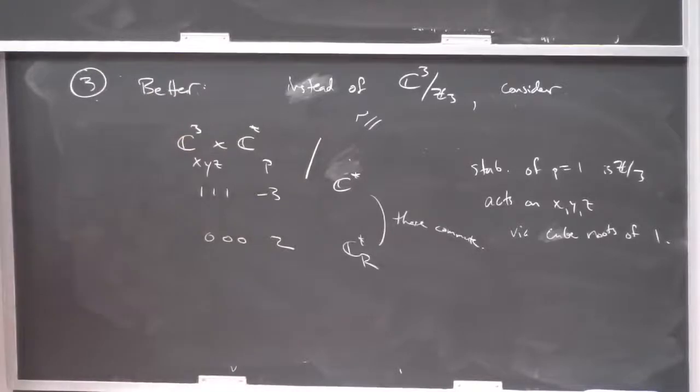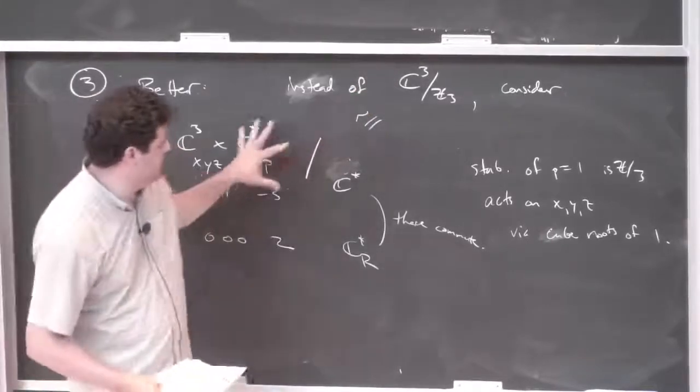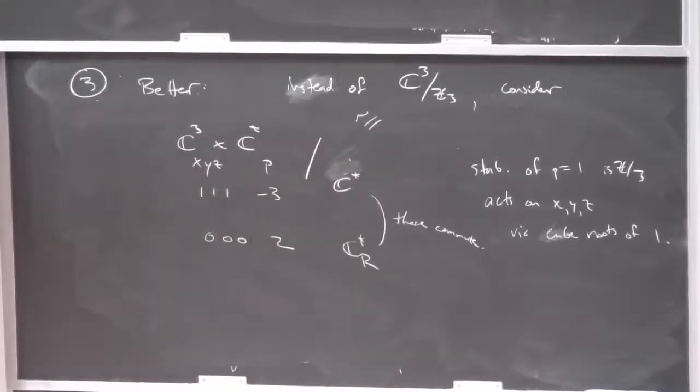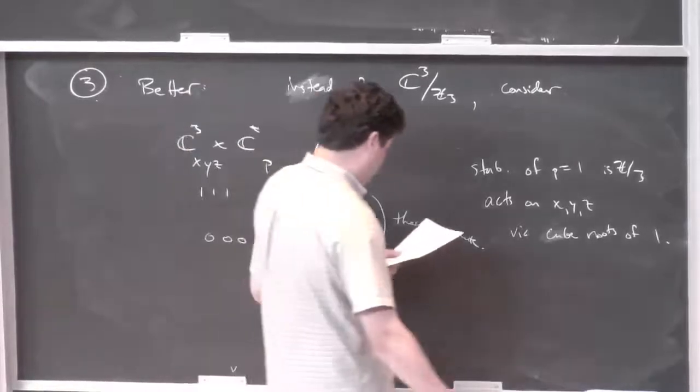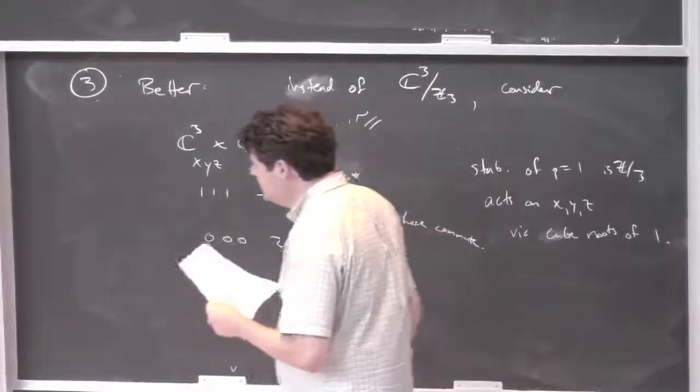Really, a group action on a stack, if your stack is a global quotient, it should be that the two groups act in a way that commutes. And here it's really painful to describe, but up here it's much nicer. So we're done.